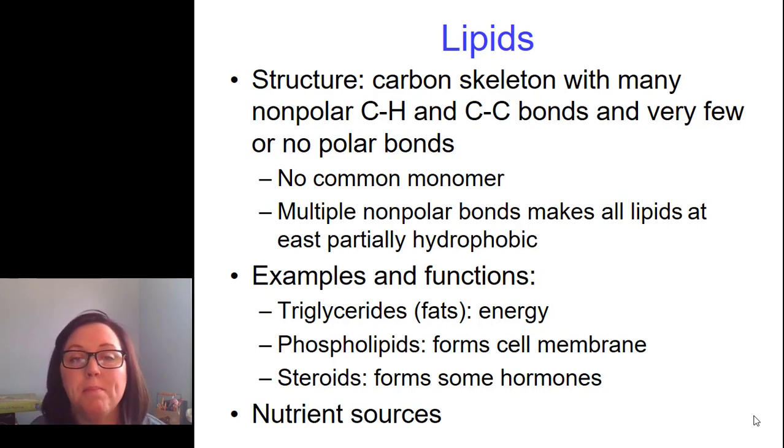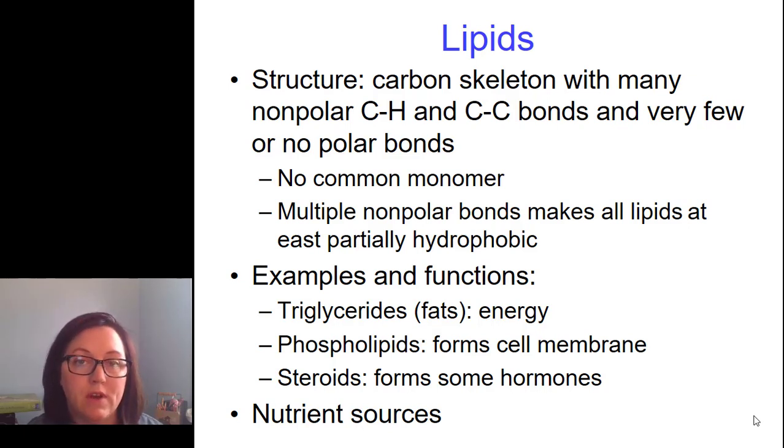When it comes to that monomer-polymer pattern that we see with other organic biological molecules, such as carbohydrates, proteins, and nucleic acids, there is no true monomer or polymer here with lipids. Some textbooks will say that fatty acids are a monomer to lipids, but that's only applicable in certain cases. So we're just going to say there is no monomer-polymer pattern here.